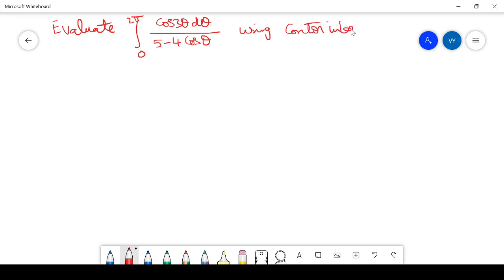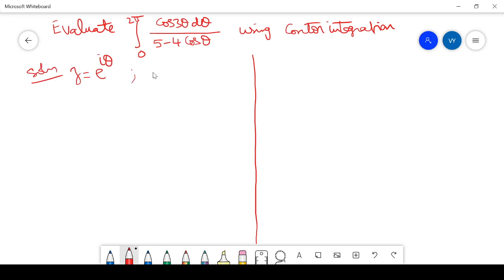So in this case, what we do is, as usual, I take z is equal to e power i theta, and d theta will be dz by iz, and your contour C is mod z is equal to 1.